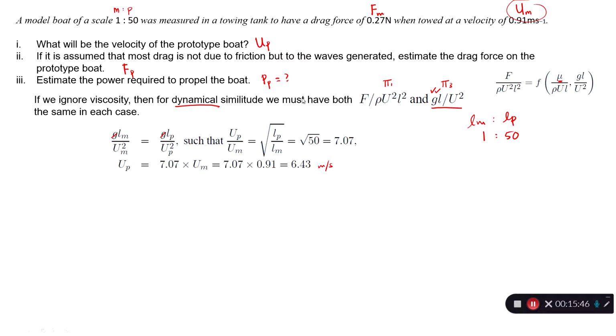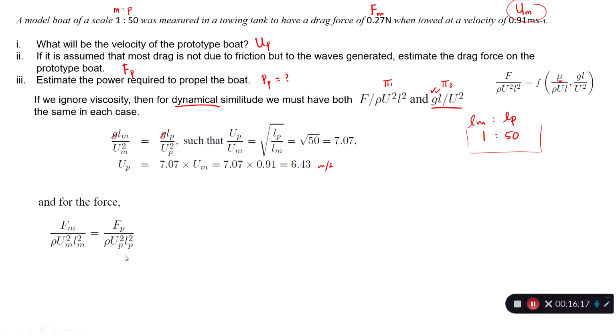Okay, now we have U. We have to calculate FP. What is the drag force on the prototype boat? We can use this equation, the only equation that has force in it. Check that we have the density of water, because this experiment was done in water. Then we have U, which we already calculated, and we have L, which is this relation.